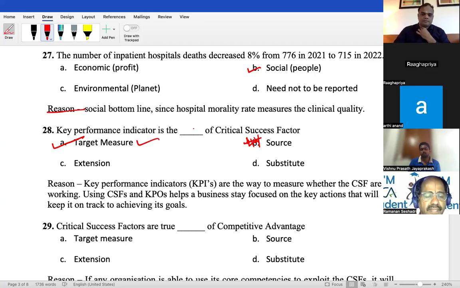Critical success factors are the true dash of competitive advantage. Option A, target measure. B, source. C, extension. D, substitute. It's a true source, right? That's a source for competitive advantage. Next.